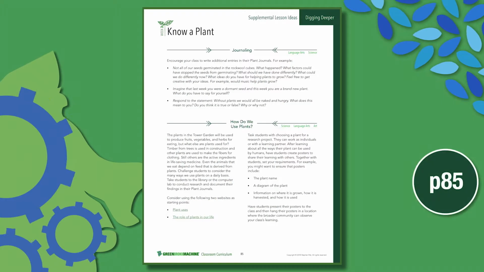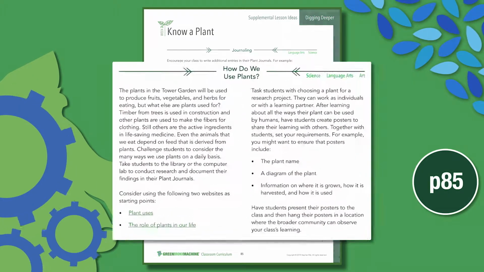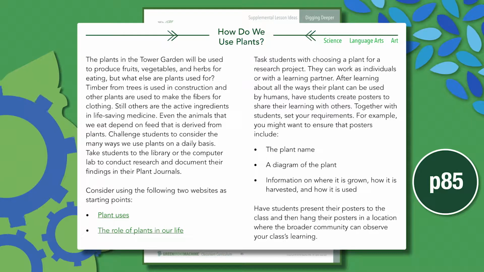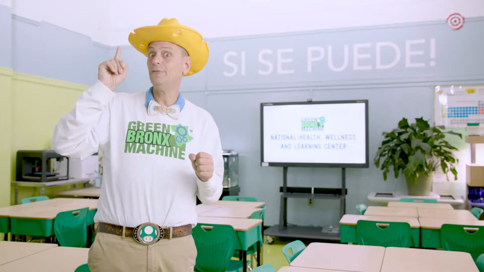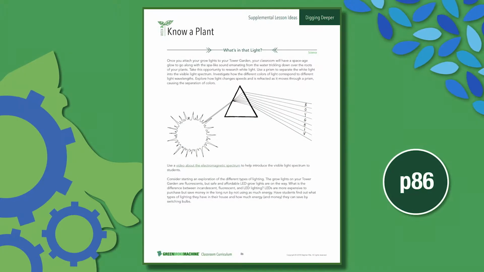I often jest that without farmers, we'd all be naked and hungry. In week 3's Digging Deeper section, students can consider the different uses of plants in our lives. Did you know that most of your clothing is from a plant? And the paper that you're writing on? That's made from plants too. Ooh, let's not forget toilet paper.